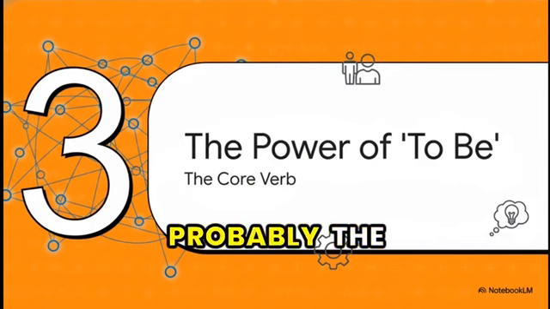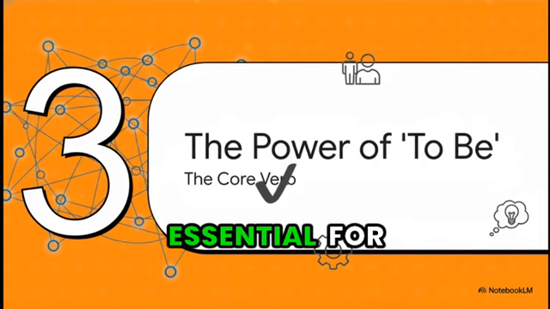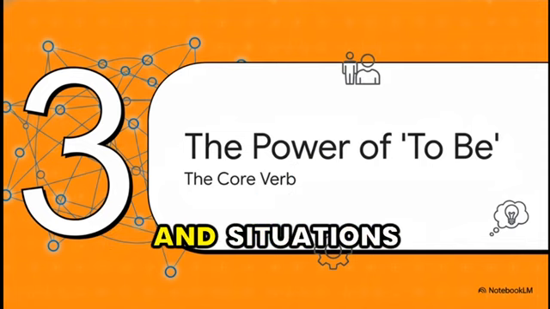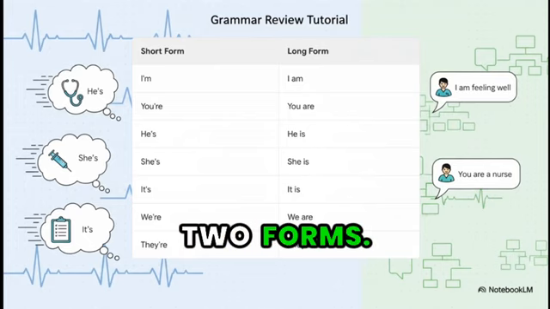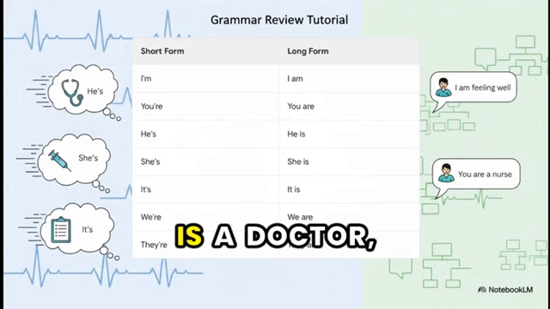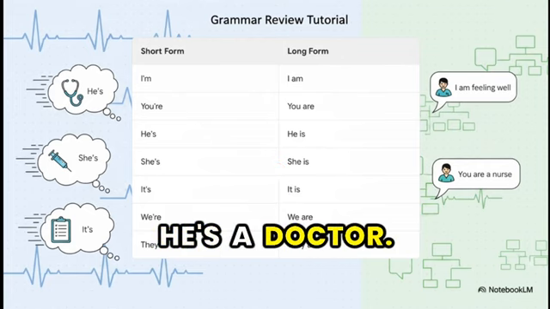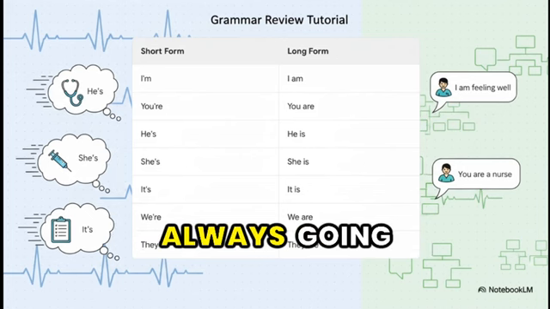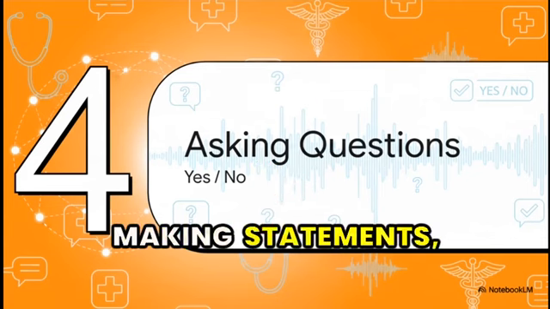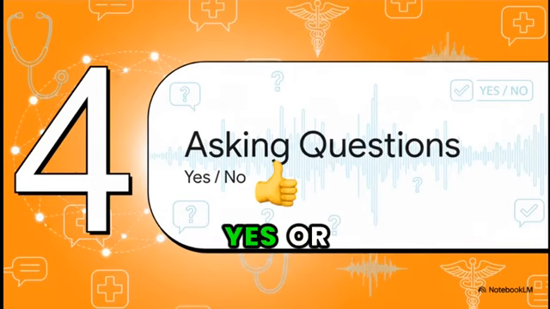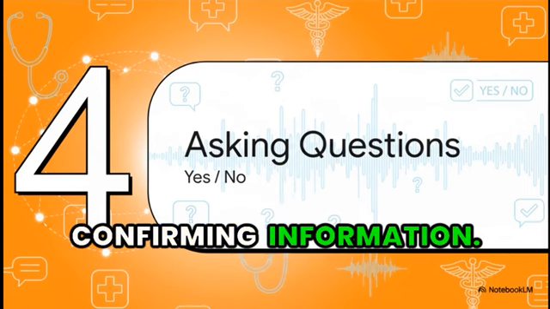All right, now let's look at what is probably the most common and important verb in all of English, to be. It's absolutely essential for describing patients, conditions, and situations as accurately as possible. So the verb be comes in 2 forms. You can use the long form, like he is a doctor, or you can use the much more common short form you hear in conversations, he's a doctor. Honestly, in everyday speech, you're almost always going to hear these short forms. Knowing how to use be is fantastic for making statements, but it's also the key to asking simple yes or no questions, which, as you know, is a vital skill for assessing a patient or just confirming information.